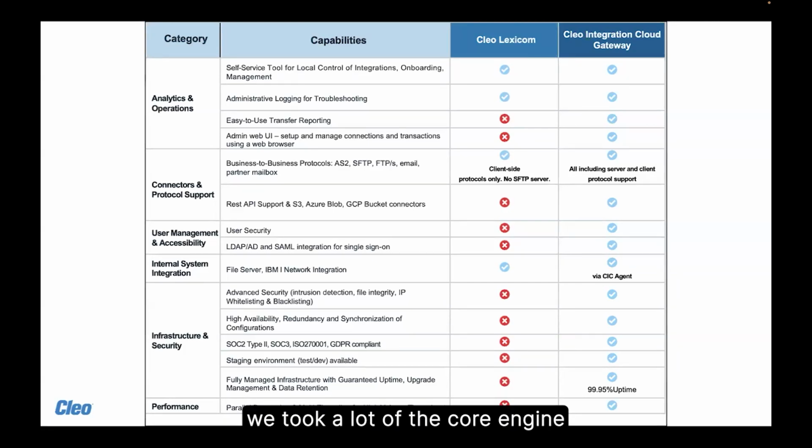The beauty is that we took a lot of the core engine and cloudified it over the last 7, 8 years, which turned into Cleo Integration Cloud Gateway. So what you're getting is a lot of the same engine, a lot of the same capabilities, but with some great enhancements. Not only do we get things like, as I mentioned, server-side protocols like SFTP mailboxes that we can host without additional technology.